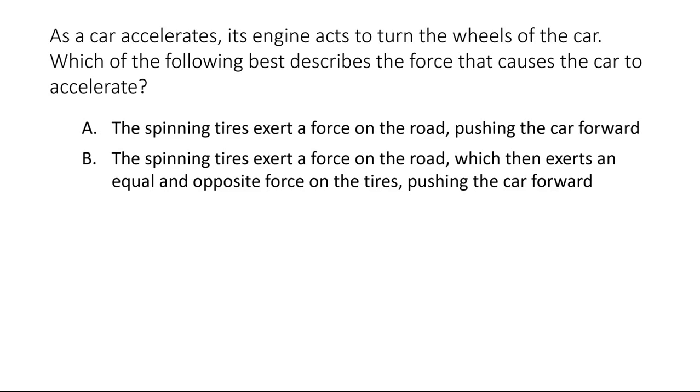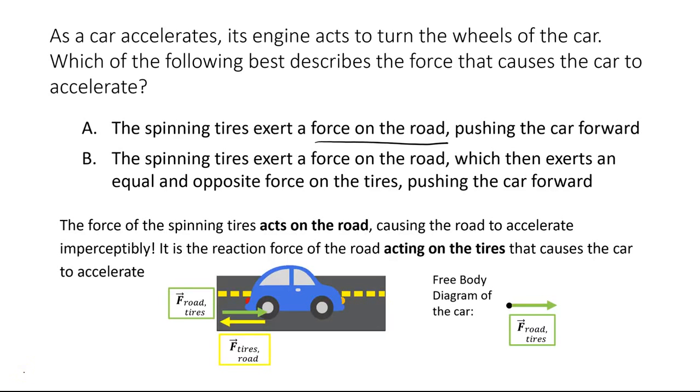Okay, so to answer this question, we just have to remember that Newton's second law tells us that the net force acting on an object causes that object to accelerate. And so here, if we look at part A, the spinning tires exert a force on the road. And so that would cause the road to accelerate, not the car, right? So what actually causes the car to accelerate is the fact that when the car's tires exert a force on the road, the road will exert an equal and opposite force back on the tires. So that will cause the car, it's really acting on the tires, but it also is acting on the car. So that force can cause the car to accelerate forward.